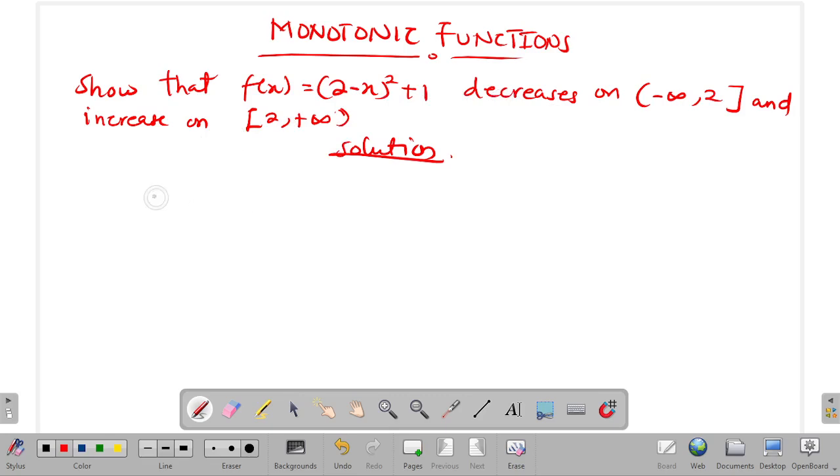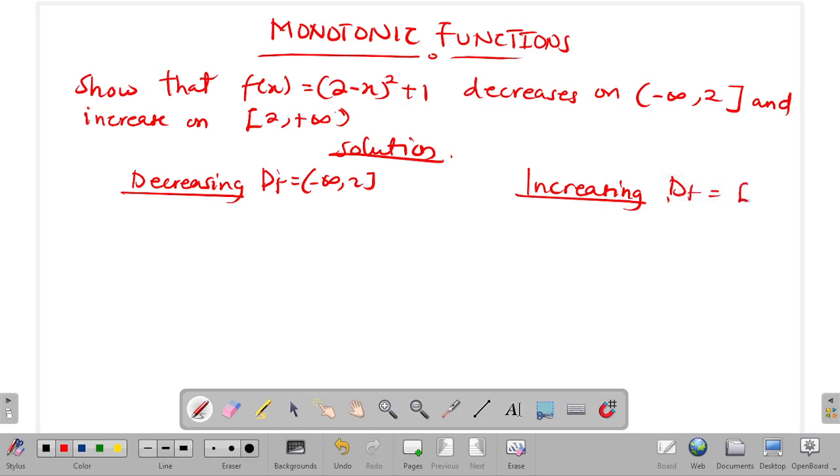Let me do it side by side so that you understand it clearly. So I have the decreasing here, then I'm going to have the increasing at this end. Okay, so observe carefully. For the decreasing, you have the domain D sub f equal to negative infinity to 2, and here D sub f is given as 2 towards positive infinity.